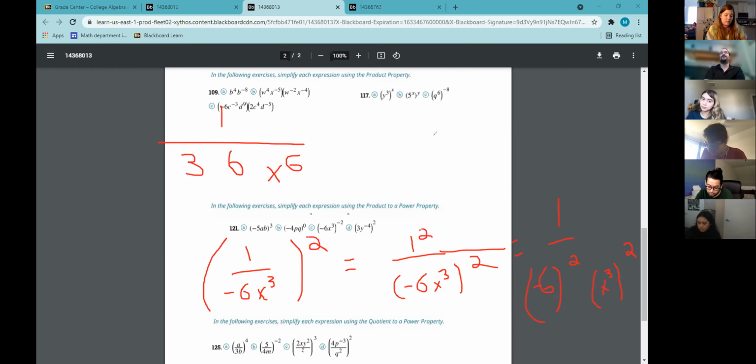Now, if this was a cube, like we had in 121A, and I made it negative, it's going to stay negative, right? So you've got to be careful. Sometimes your negatives will simplify out if you have an even number, but if you don't, they're going to stay there.